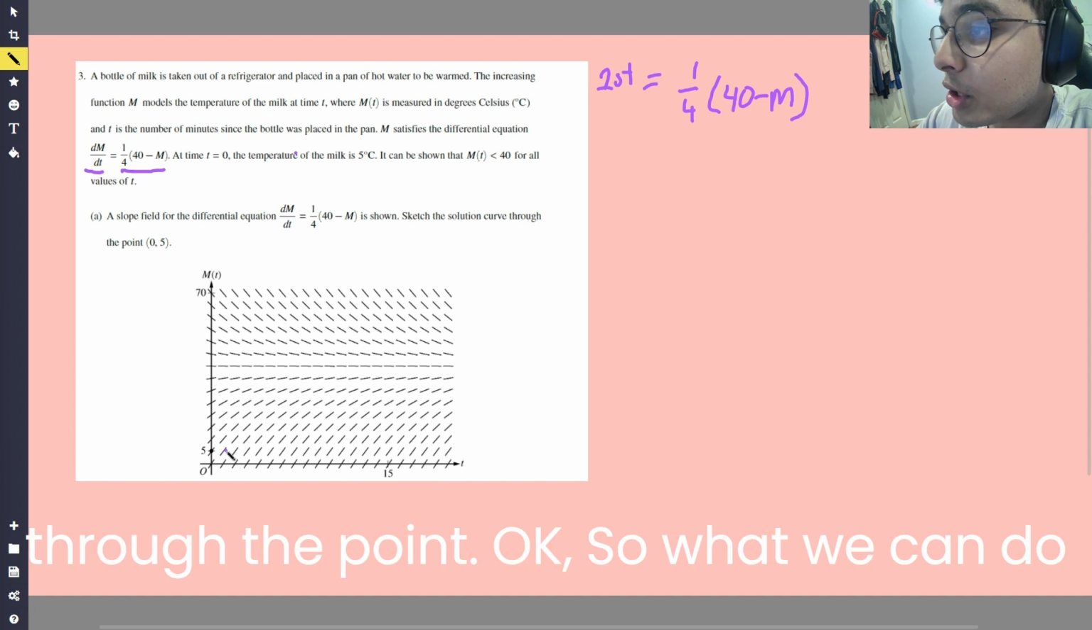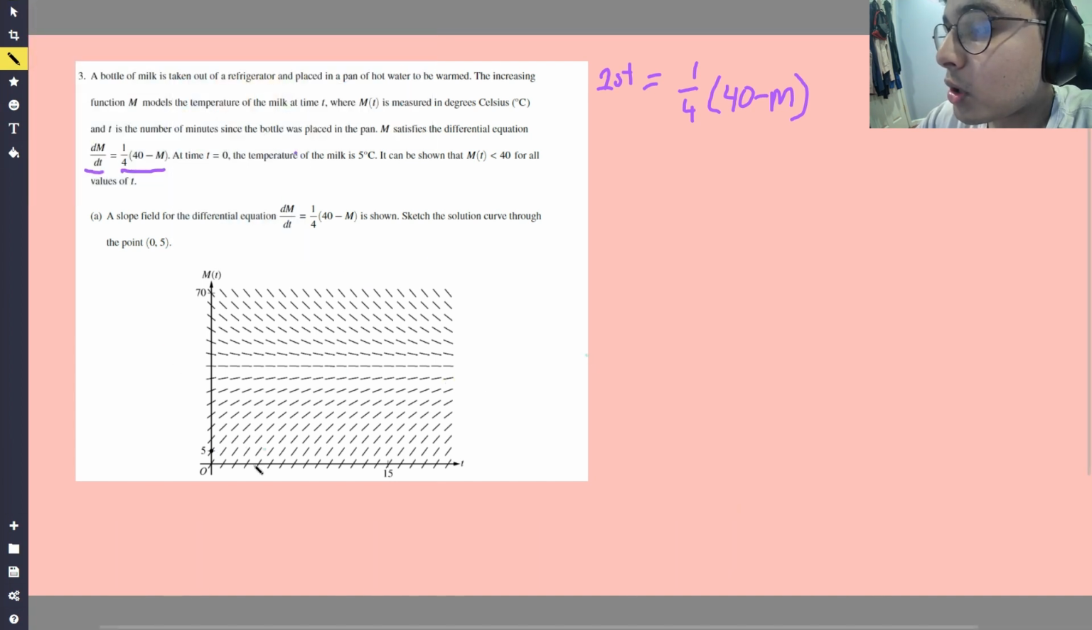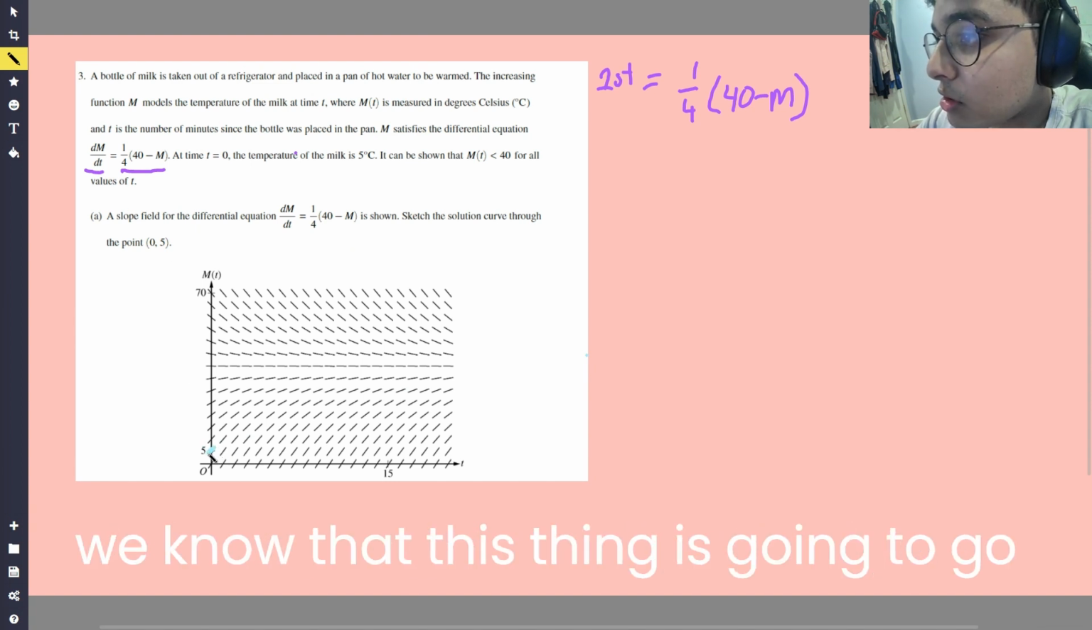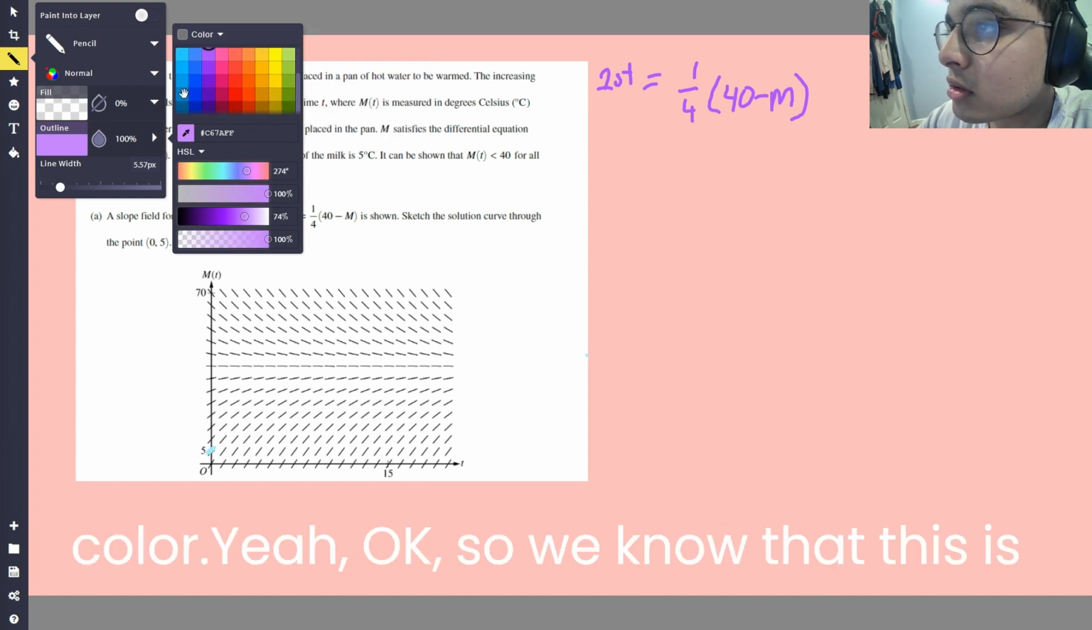Sketch a solution curve through the point. Okay, so what we can do is we can actually, let's change color real quick. Okay, so we know that the point is (0, 5), so what we can do is we just got to follow the line, so we know that this thing's going to go right. Actually, I don't like this color. Let's go this color. No, that's the color, just fine. Let's go this color. Yeah.